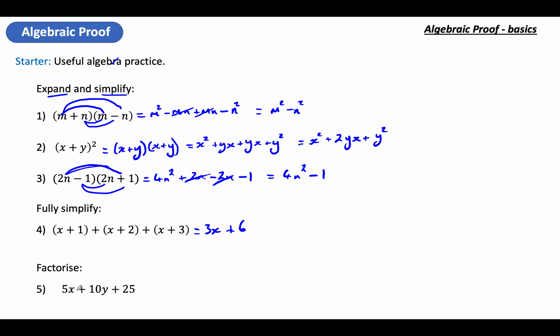Now factorize. Now notice there's an x and a y, so not all three of them have x, just one of them. All three of them don't have y, just one of them. The only thing that we can do here as a factor is all three of the numbers will divide by 5. So we can take that outside of the bracket, and inside we shall have x plus 2y plus 5 on the end. And if we multiply that out, we would get 5x plus 10y plus 25. Okay, so just a little bit of algebra practice there.